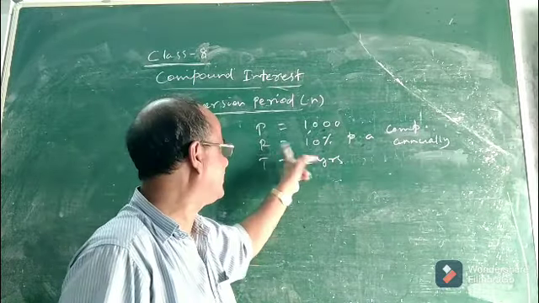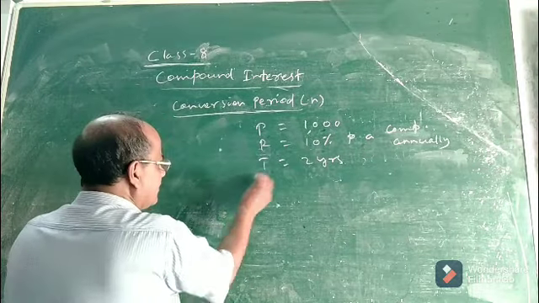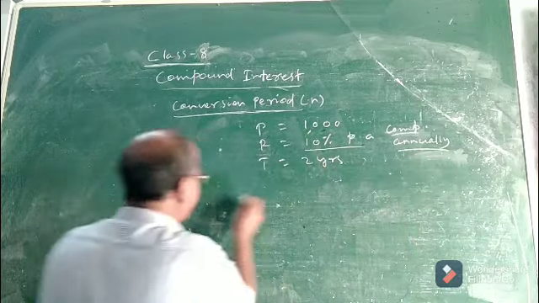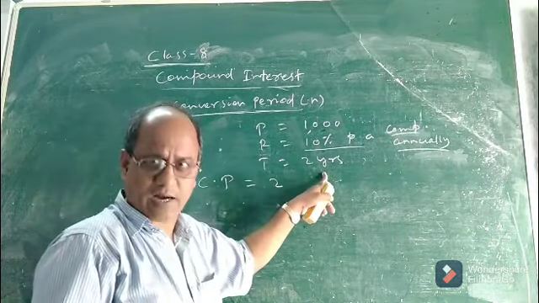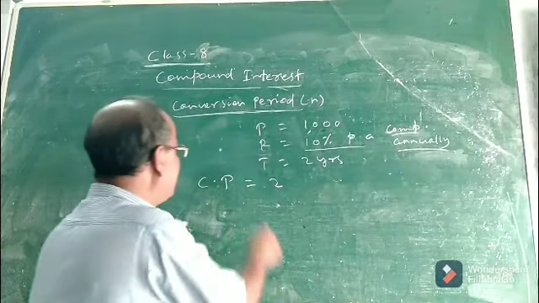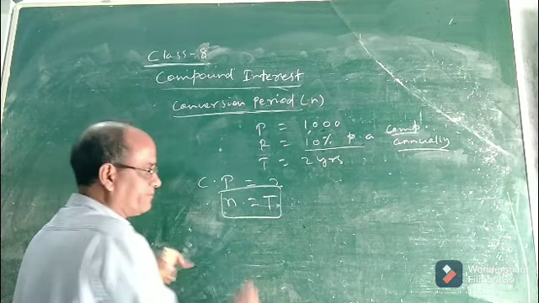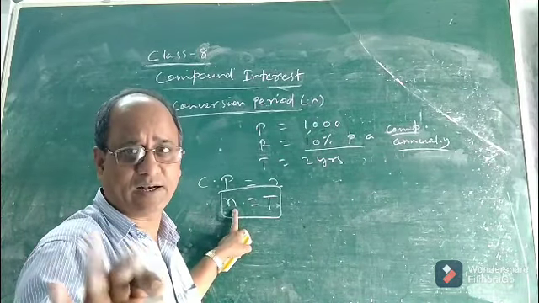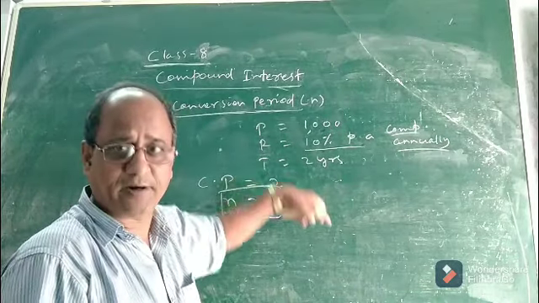Time is given as 2 years. Interest is compounded annually. So definitely, in this case, the conversion period will be equal to 2. Time is 2 years, interest compounded annually. That means, in this case, n equals t. Here n is the symbol for the conversion period. I have not given the formal definition of conversion period yet; I am explaining its meaning through different examples.